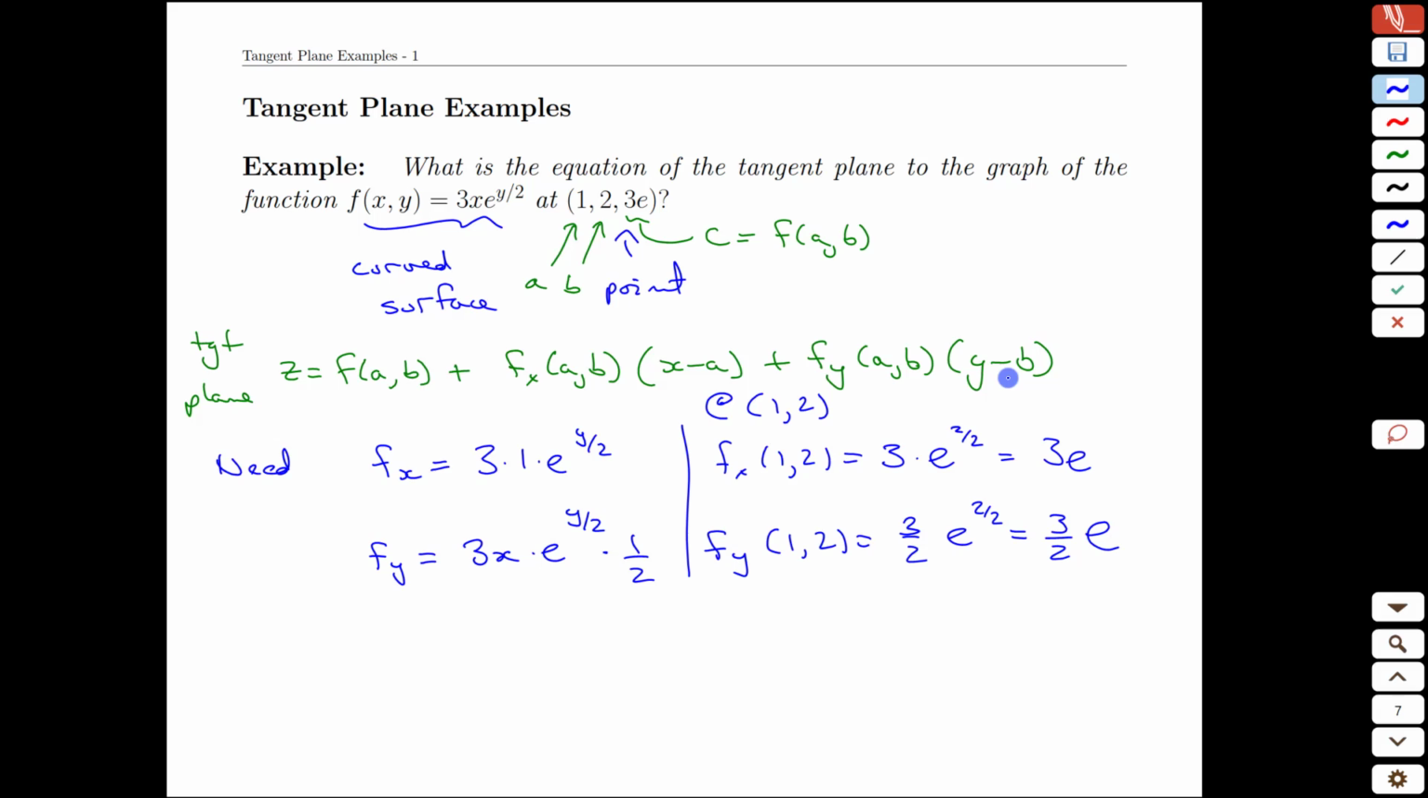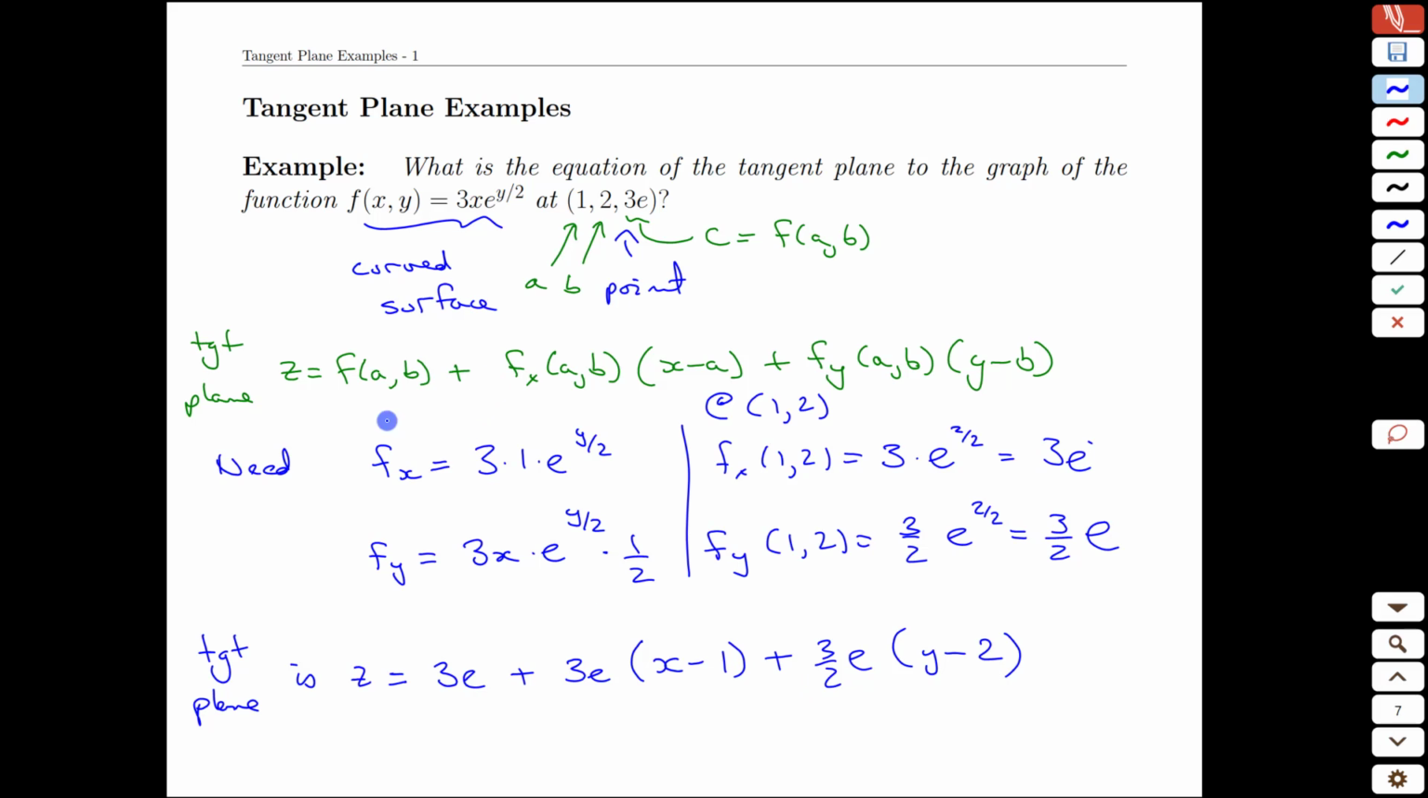The last step is simply to put all of those values into our formula for the tangent plane. It's a set of z values defined by the point we're at, the height we're at to start with, 3e, plus the x direction slope of that surface, 3e again, times x minus our reference point for x, which was 1, or a, and then 3/2 e times y minus, what was our reference y point? It was a 2, so y minus 2.